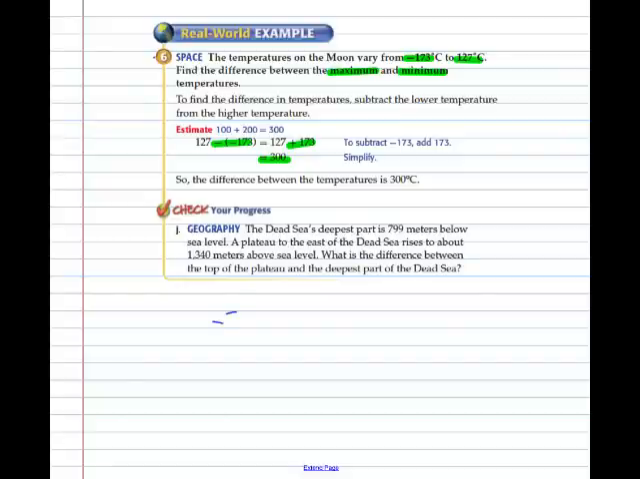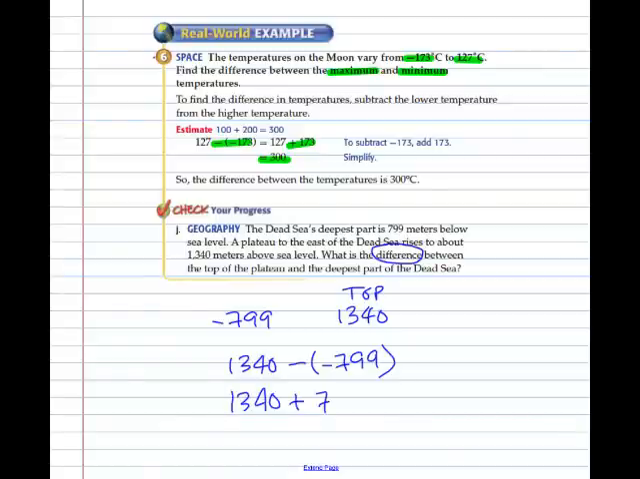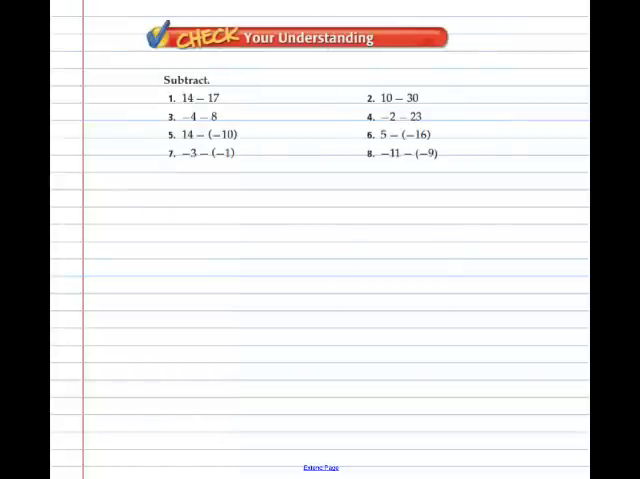The Dead Sea's deepest part is 799 meters below sea level, so that would be negative 799. A plateau to the east of the Dead Sea rises to about 1,340 meters. What is the difference between the top of the plateau, which is what this would be, and the deepest part of the Dead Sea? Difference means subtract. So 1,340 minus a negative 799, which means we're going to change that to addition of the opposite, which gives us 2,139, I believe, feet.